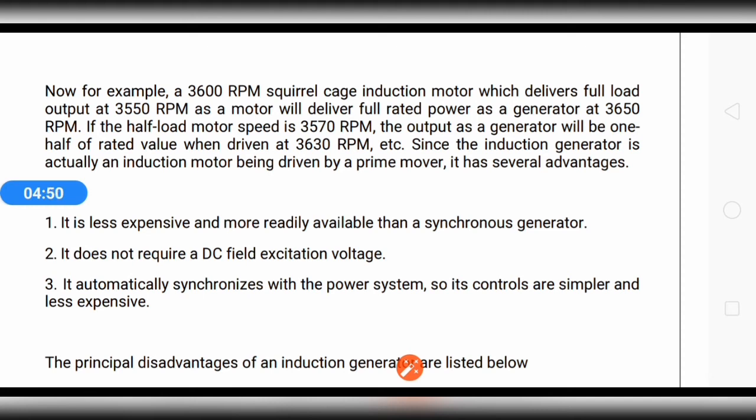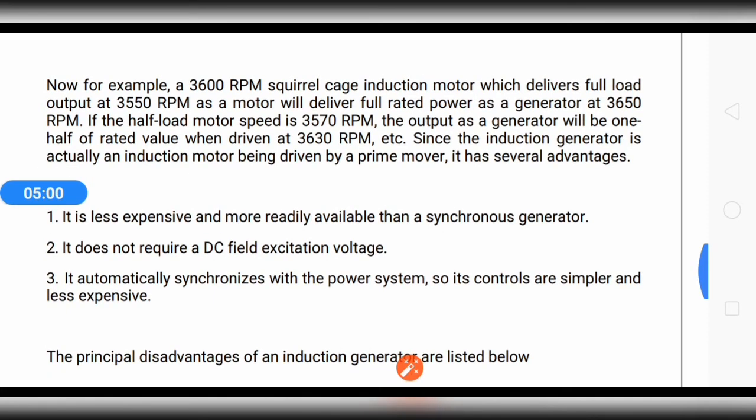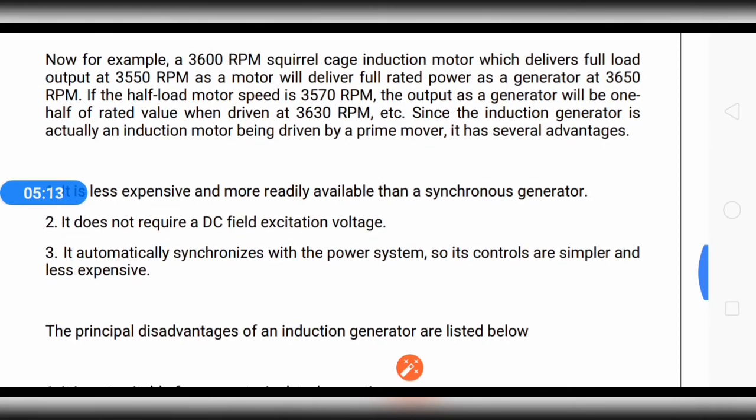Now let us discuss some advantages of the induction generator. It is less expensive, more readily available than synchronous generator, does not require DC field excitation voltage as we get it from power supply to which it is connected. It automatically synchronizes with the power system, so its control is simple and less expensive.